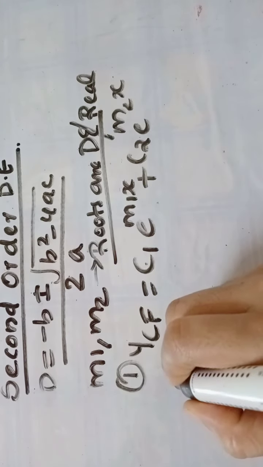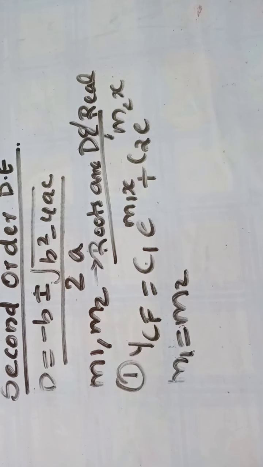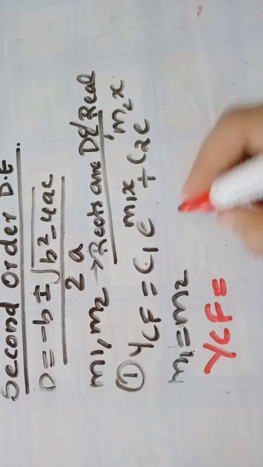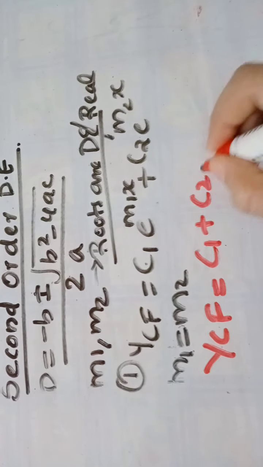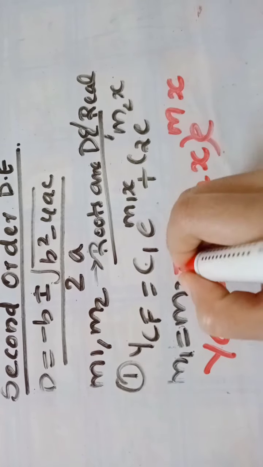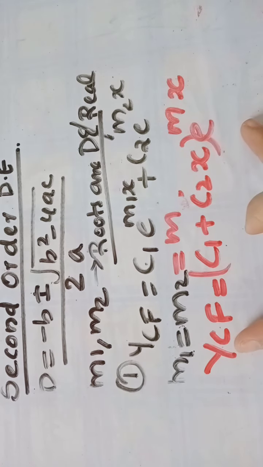If the roots are the same, that is m1 equals m2, equal to m, the y complementary function is (c1 + c2 x) e^(mx). This is the y complementary function for a homogeneous equation when the roots are the same.